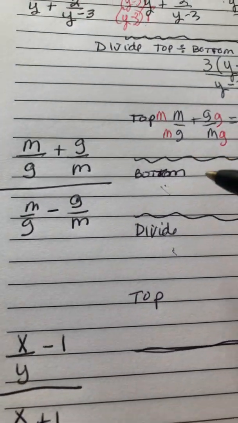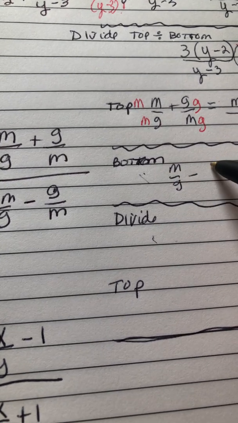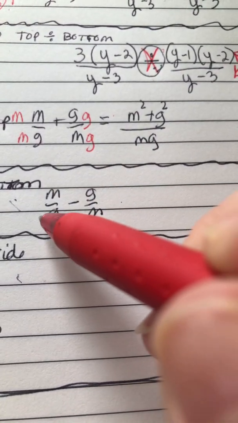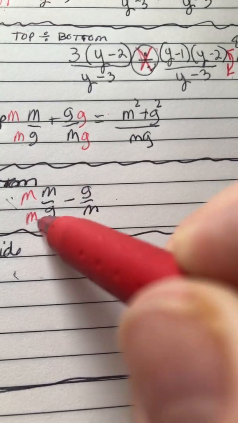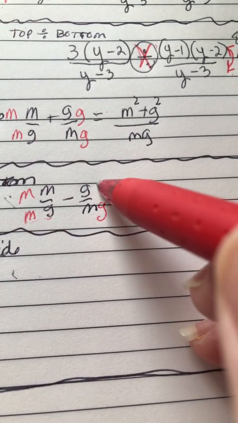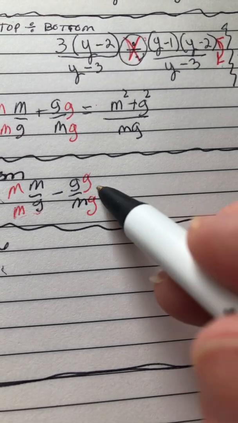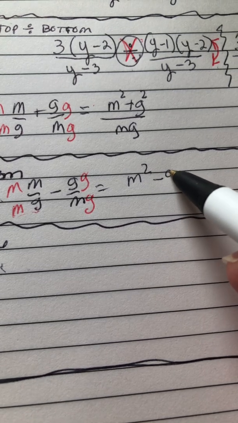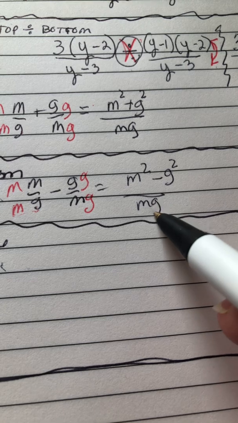The bottom part, m over g minus g over m. Again, the mg is the common denominator, or gm, so this needs an m to make this have mg or gm. This needs a g, so we always do it on both levels. So this one is m squared minus g squared over mg.